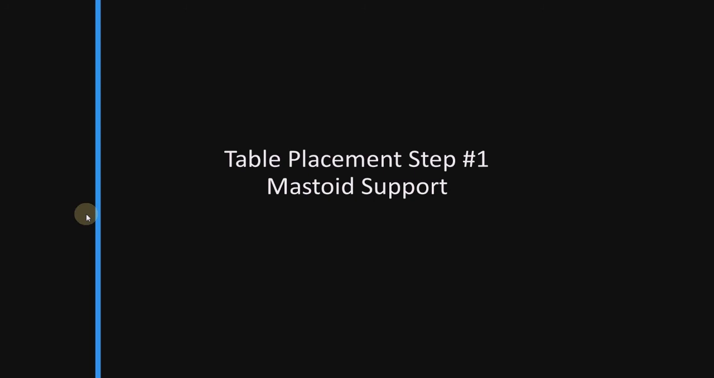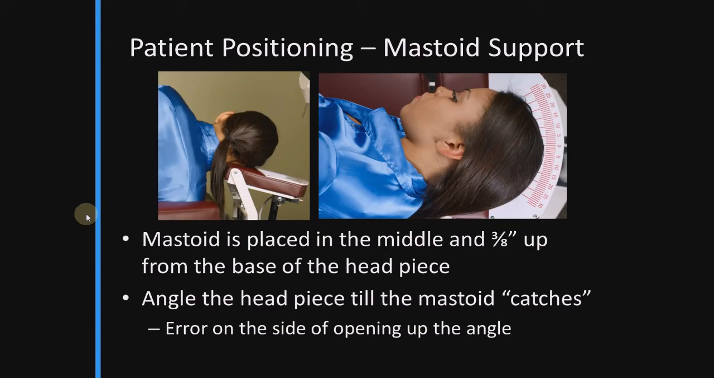Table placement step number 1 is mastoid support. This is by far our most important step in table placement because an unstable mastoid will not allow for stable condyles under which we can slide the atlas in the correction. The mastoid first should be placed in the middle of the headpiece and about 3/8 of an inch up on the headpiece from the base of it.